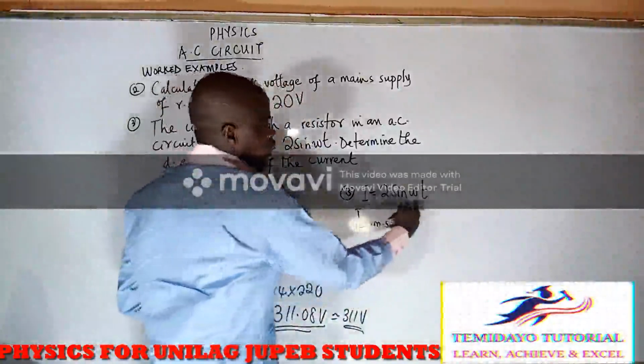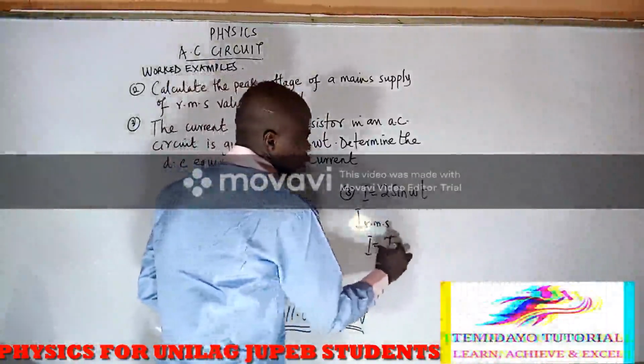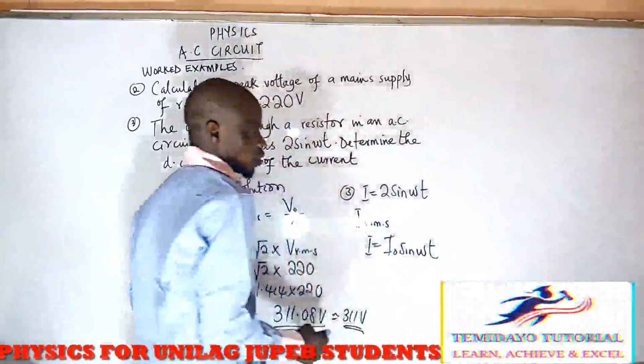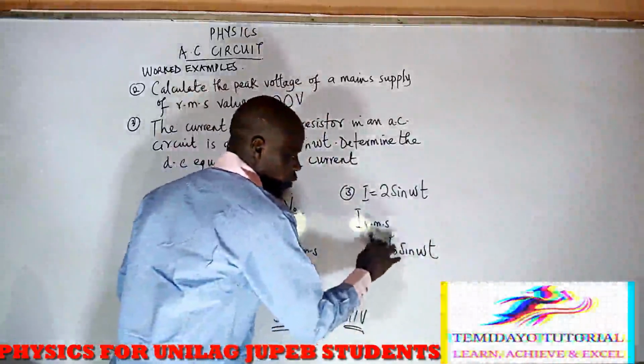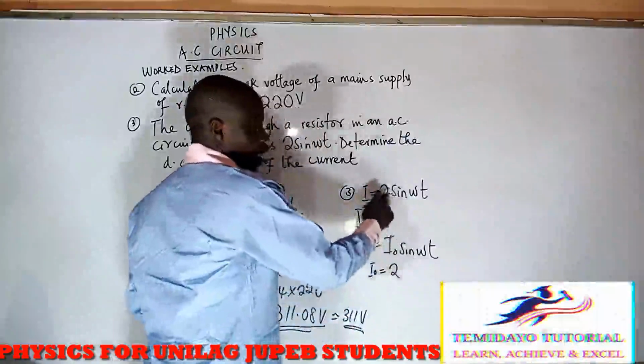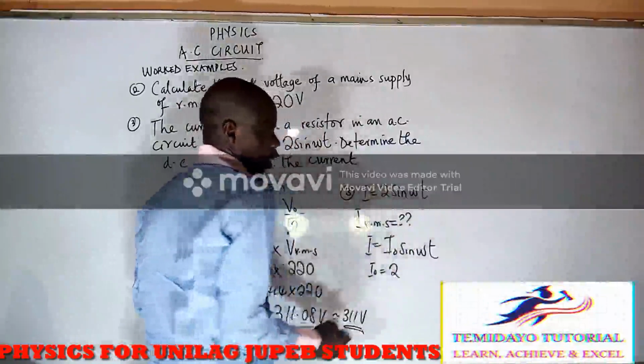And from this equation, we know that the general equation is I equals I naught sine omega t. In this case, by comparison, we can see that our I naught is equal to 2. I naught is equal to 2. Then this is the value of the question we are asked to find.